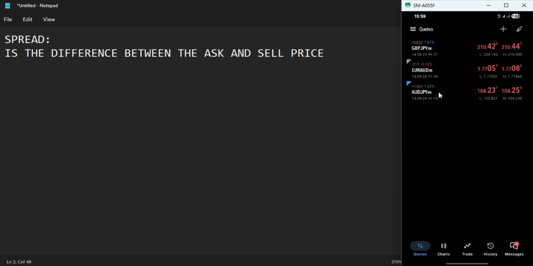So this app made it easier. You don't have to calculate all of these things on your own. It's just so you could know what these numbers are there for. So the spread on GBP is 22, this is 34, and then this is 19. That's just it, the difference between these two prices.